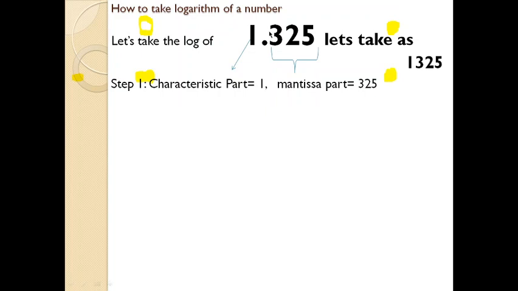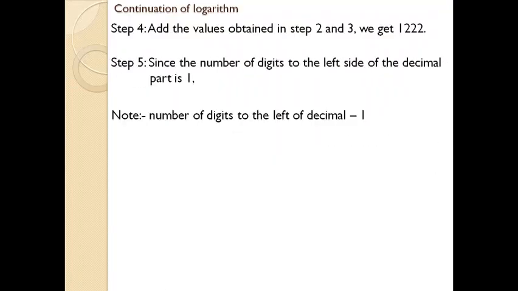The equation is the number of digits to the left of the decimal minus 1. Here the decimal is this dot. How many digits? There is only one digit, 1. If it was 2.325, there will be only one digit. It depends upon the number of digits that come before the decimal. If it was 21.325, it will be 2 digits. If it is 201.325, it will be 3 digits. Here, only 1.325, so the number of digits is 1. So the equation is 1 minus 1.